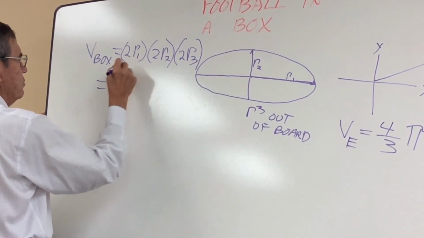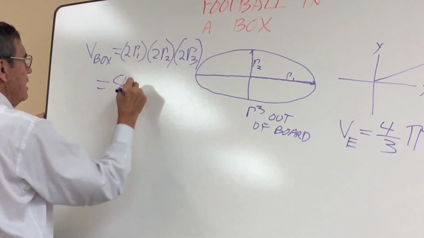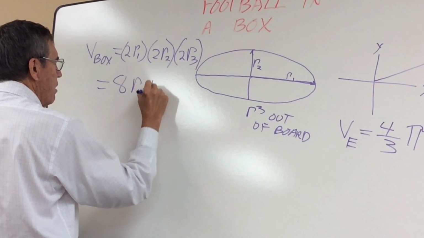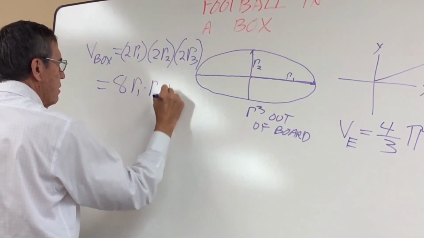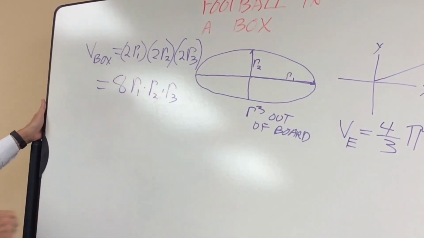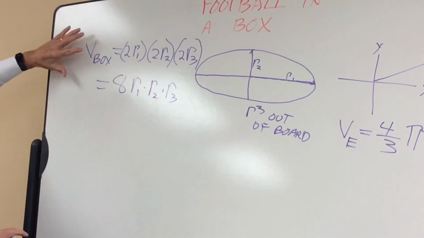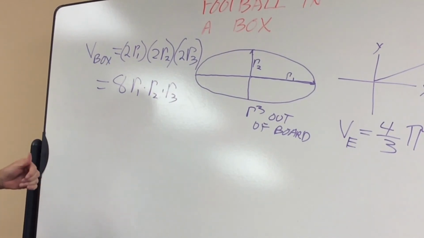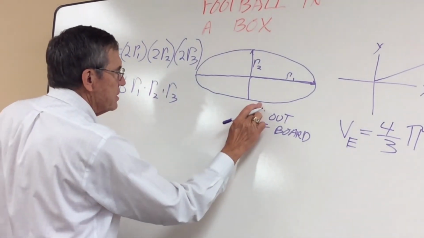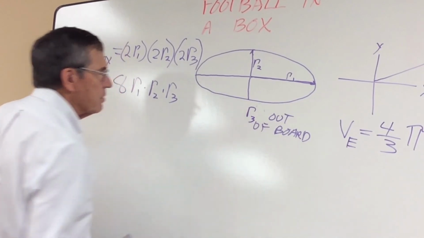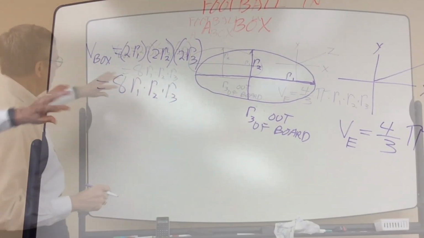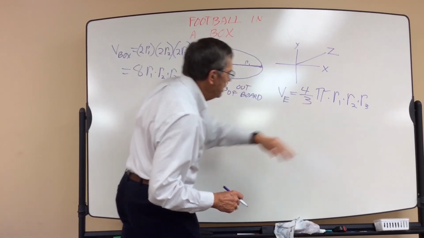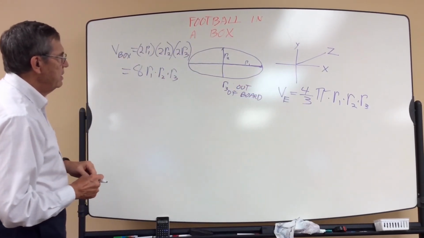We multiply the 2's. 2 times 2 times 2 is 8. And then we have R1, R2 and R3, okay? So that's going to be the volume of the box that the ellipsoid or football goes into, all right? Now I should label this, that's R1 R2 R3, not R cubed, I'm sorry. Okay, so we have this as the box volume, we have this as the volume of the ellipsoid.